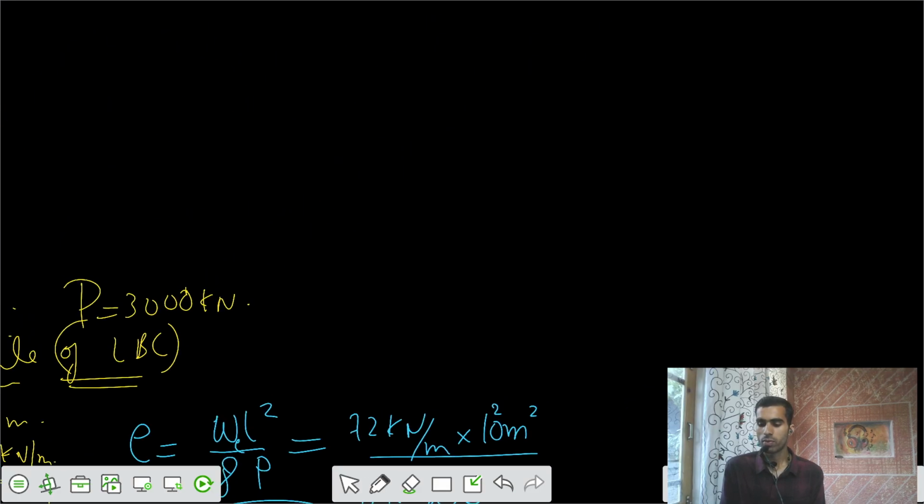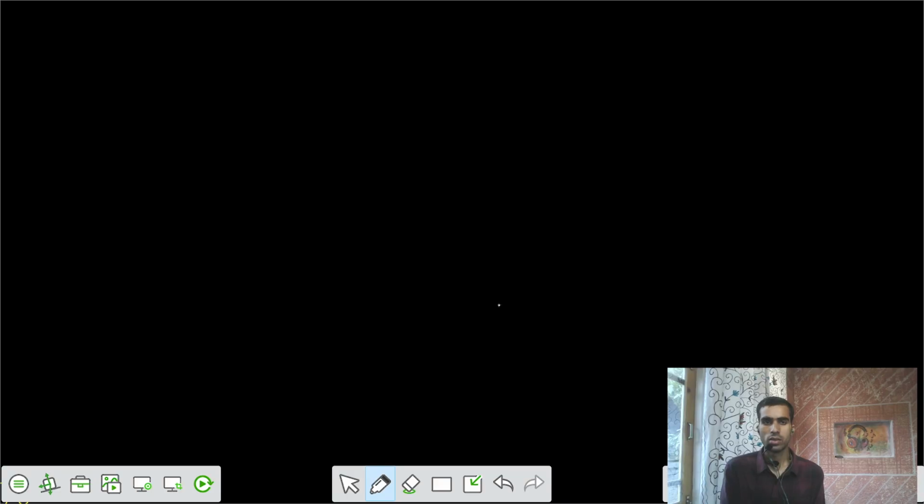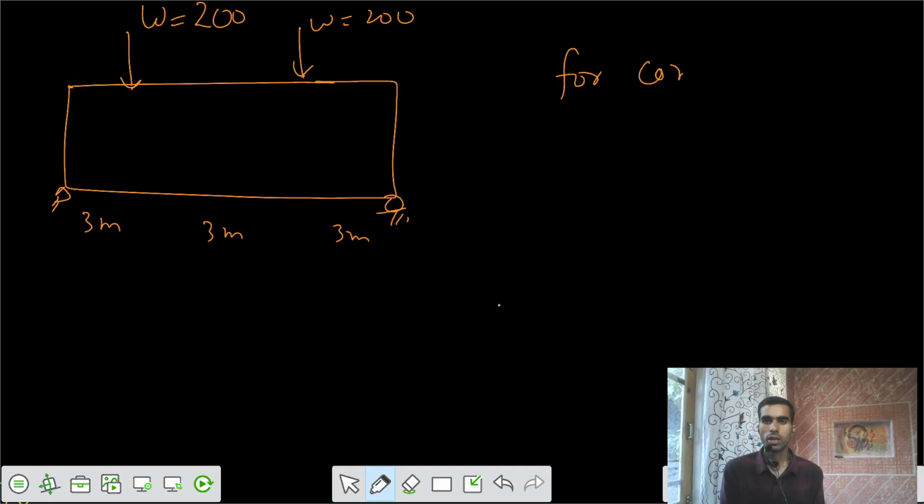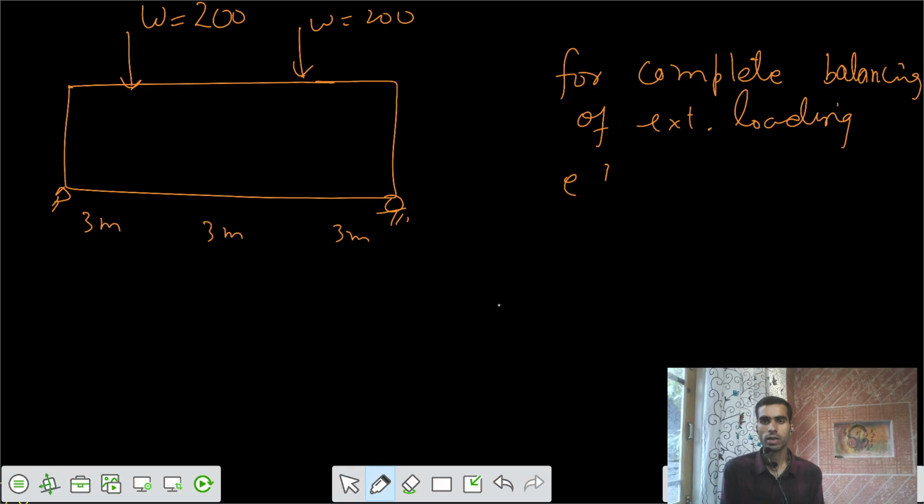And similarly, let's take one more problem. You have this beam with load 1, W equals 200 kilonewton, and one more load, W equals 200 kilonewton, on a beam of length 9 meters. So this is 3 meters, this is 3 meters, and this is 3 meters, simply supported. And I want to say, for complete balancing of those external loads, what should be the value of E? Get the value of E at the quarter span.